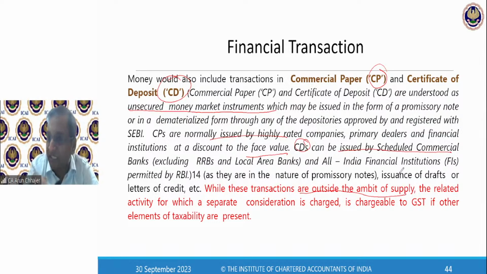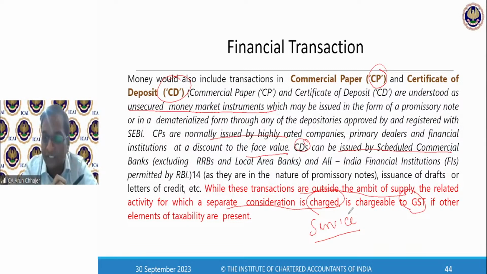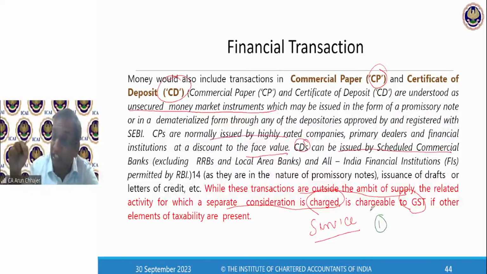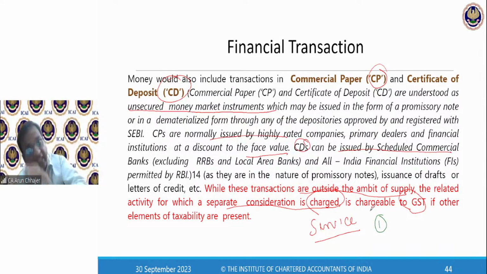While these transactions are outside the ambit of supply, the related activity for which a separate consideration is charged is chargeable to GST. You remember the definition of services. In the definition of services, we have talked about services meaning anything other than goods, money, and security. But in that definition, we have also discussed that if money is being converted from one form, denomination or currency, to another form, currency or denomination, then conversion of that money would be chargeable to GST if separate consideration is being charged.